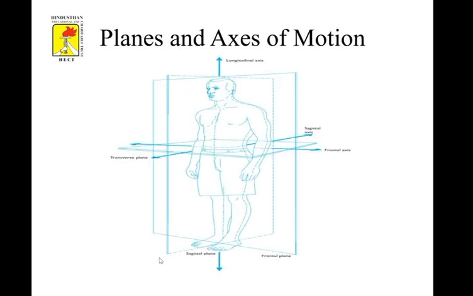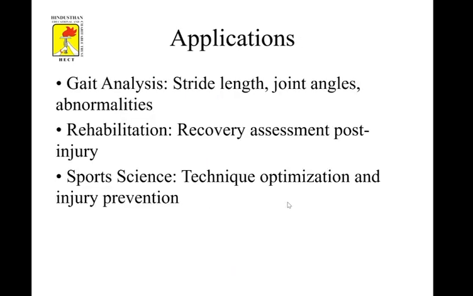So as told, the sagittal plane, as you can see here, divides the body into left and right halves. The transverse plane divides the human body into top and bottom halves, and the frontal plane divides the human body into front and back parts.